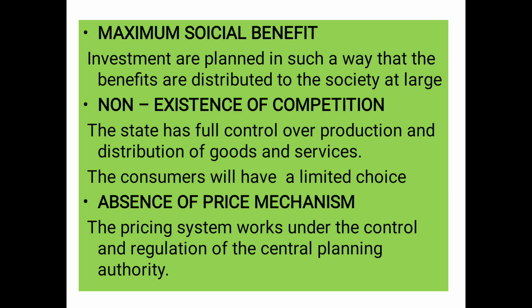The next one is maximum social benefit. So what is happening here in maximum social benefit? Maximum. What is maximum there? The social benefit as such. In social benefit, investments are planned in such a way that the benefits are distributed to the society at large. So when the government is planning and investing, what happens? They see that the people are benefited out of it, and the society is enriched. So the investment is done in such a way that the people are benefited out of it.